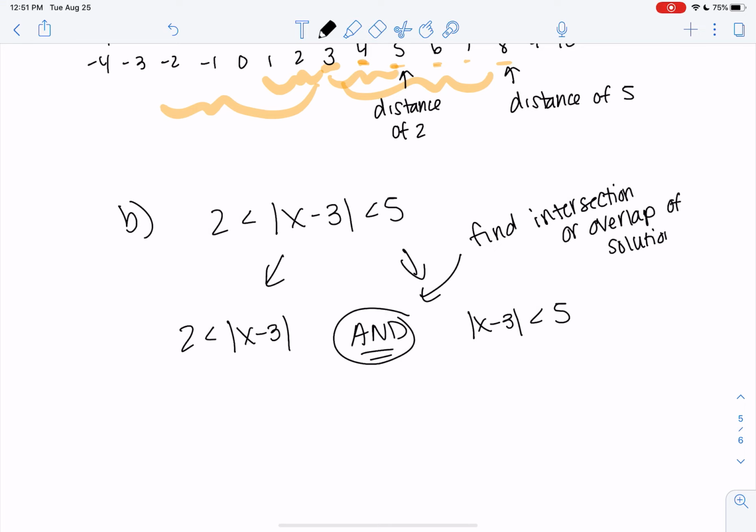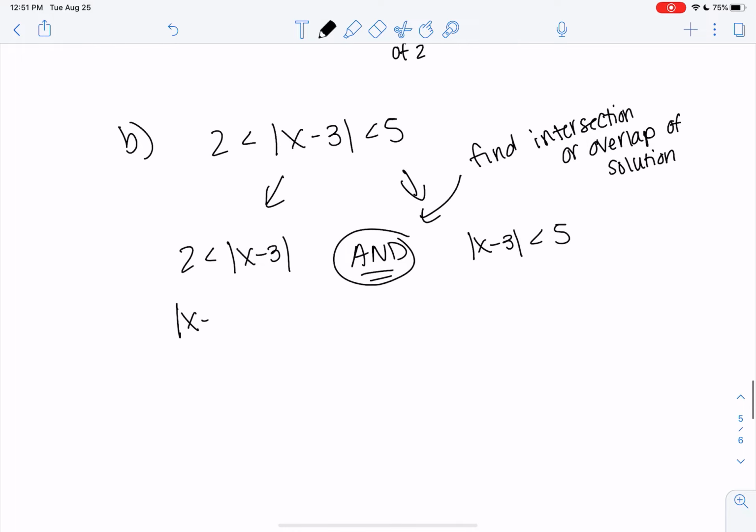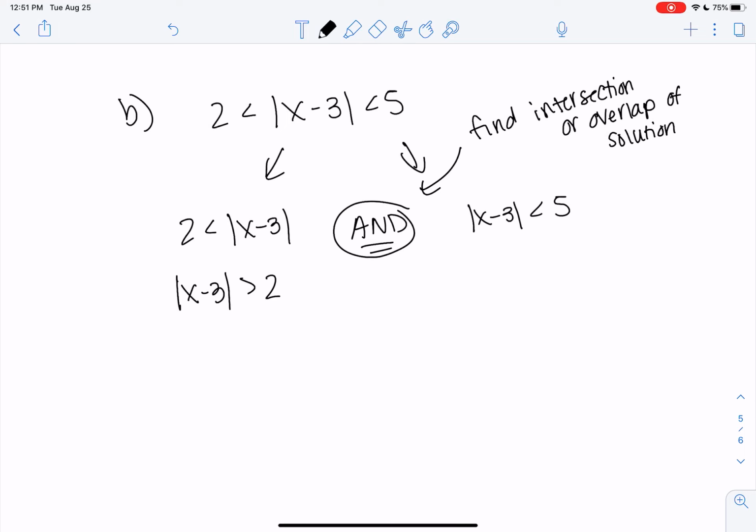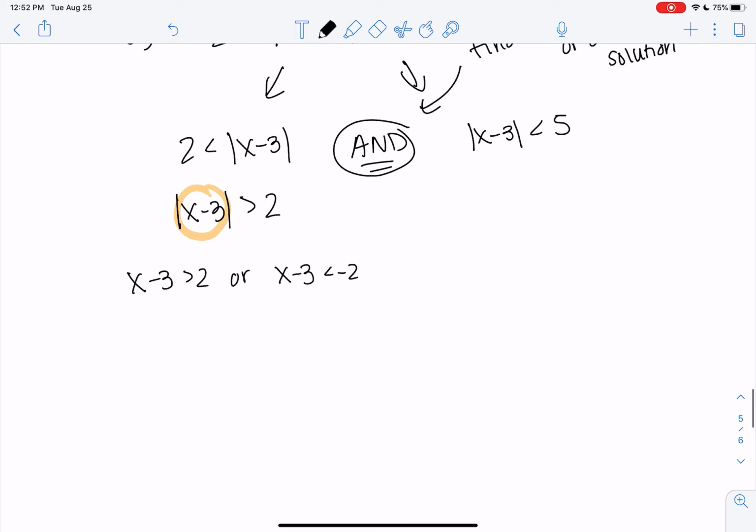The reason we need to make 2 of these is so we can use this rule. I'm going to rewrite this one as the absolute value of x minus 3 greater than 2. So we can use those rules for absolute values. This means x minus 3 is greater than 2, or x minus 3 is less than -2, because this piece should be bigger than 2 when we take absolute value. So -3 would be bigger than 2 when we take absolute value. Then we add 3 and add 3. We get x is greater than 5, or x is less than 1.